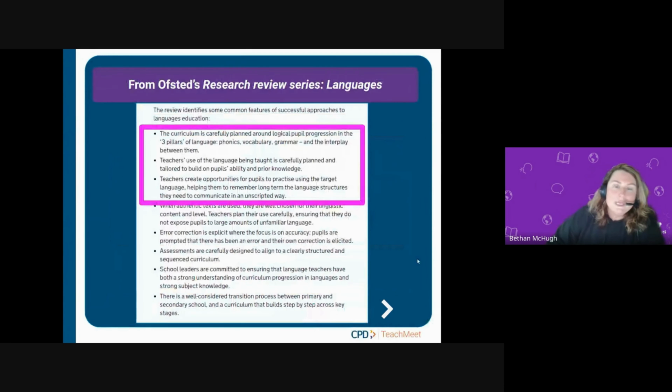So in all of these slides, and the heading in the purple boxes, I've got links, so you'll find the link when you're sent the PDF of this. You'll find the link to the research review series. And just a couple of things that are worth bearing in mind.